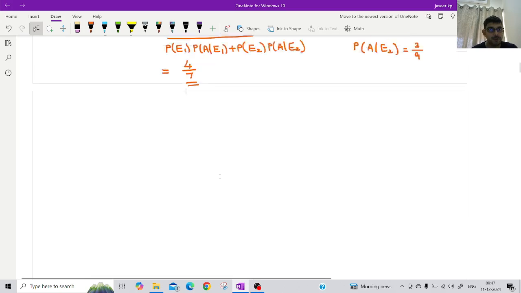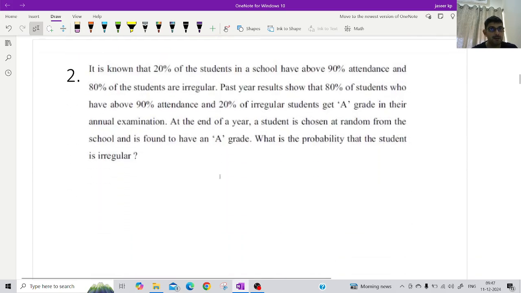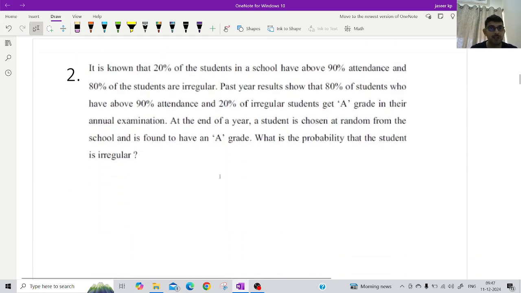Now to the second problem. It is known that 20% of the students in a school have above 90% attendance and 80% of the students are irregular. So past year result shows that 80% of students who have above 90% attendance and 20% of irregular students get A grade in their annual examination. At the end of a year, a student is chosen at random from the school and is found to have an A grade. What is the probability that the student is irregular?